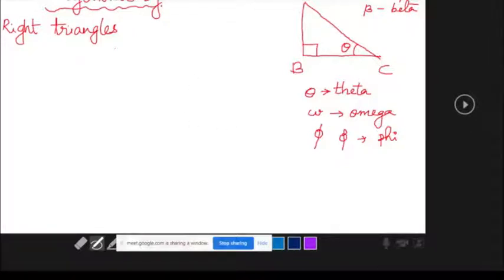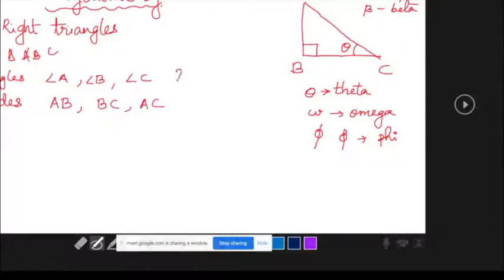Now in triangle ABC, what are the things you know? You know the three angles. Which are the three angles? Angle A, angle B, and angle C. And you have the three sides. Which are the sides? AB, BC, and AC. So in any triangle we have three angles and three sides.